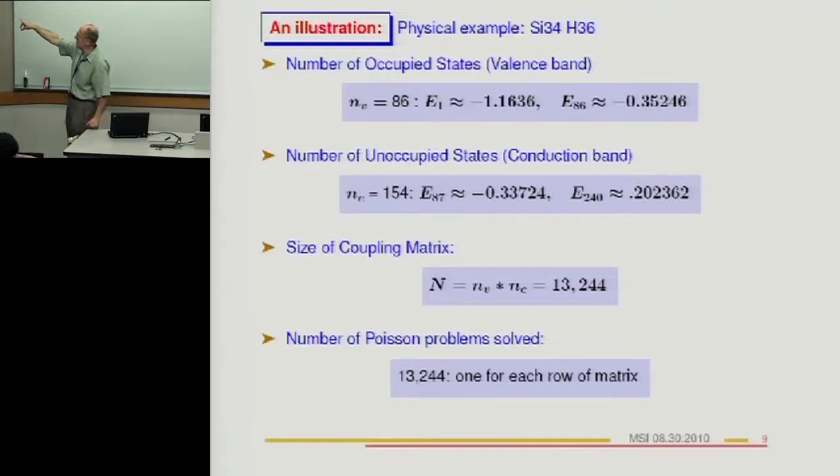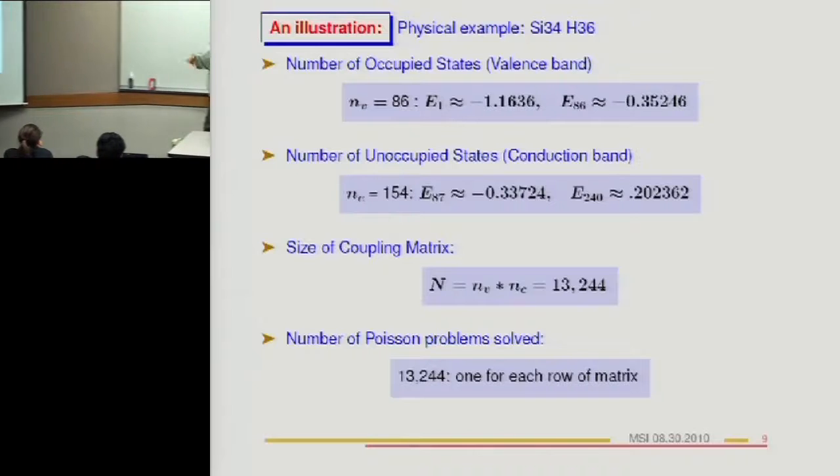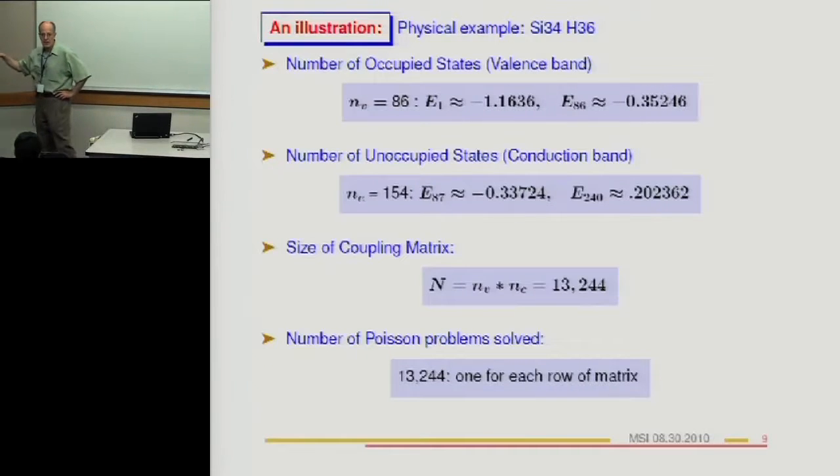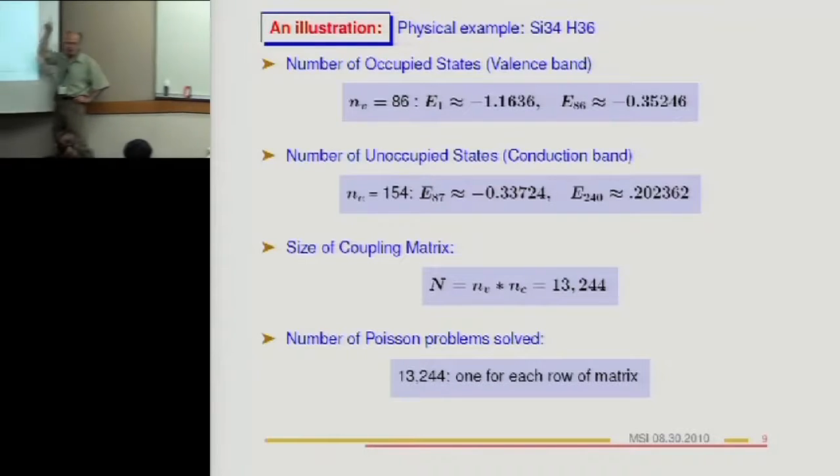Okay, so just an illustration here. This is one of the systems we computed at the time. We have, for example, this hydrogenated silicon. We have, in this case, 86 occupied states and 154 unoccupied. Multiply those two numbers, and you get the size of the matrix. And that's the number of Poisson equations you have to solve. Each of them is in a region; I forgot the discretization that's used here, but it's probably a couple of hundred thousand points in real space. So you solve the Poisson equation that many times. And for each entry in the matrix, you have an integration to do.